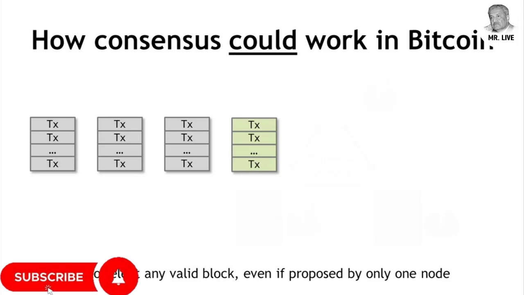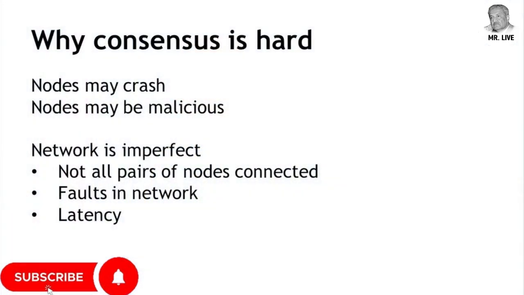Doing things this way is a really hard technical problem for a variety of reasons. There are some obvious ones. Nodes might crash and nodes might outright be malicious. But also because the network is highly imperfect. It's a peer-to-peer system. Not all pairs of nodes are connected to each other. There could be faults in the network because of poor internet connectivity and so on. And finally, there's going to be a lot of latency in the system because all of these things happen over the internet. They're not even within a single data center or something like that.